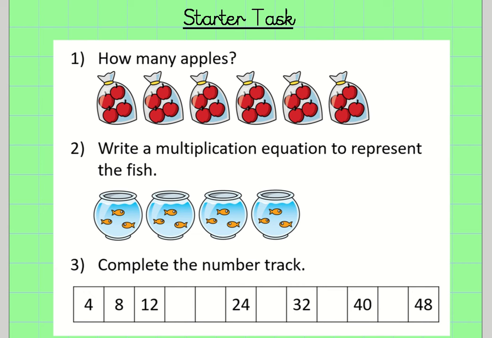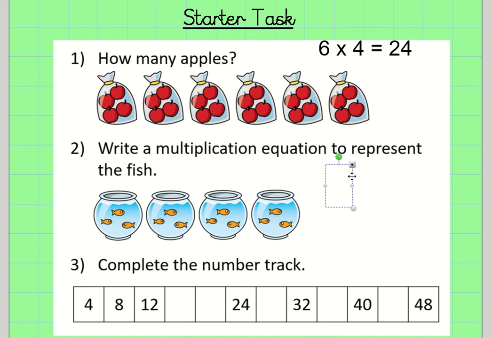The first thing we're going to have a look at here is our starter task. And I want you to have a think, how many apples can you see in these bags? And how would you represent that as a multiplication? Hopefully you've noticed that there's 4 apples in each bag, and there are 6 bags, so we've got 4 times 6, okay? Or you could say that there are 6 bags with 4 apples in each, which is 6 times 4, which equals 24.